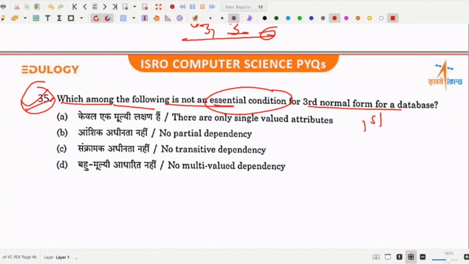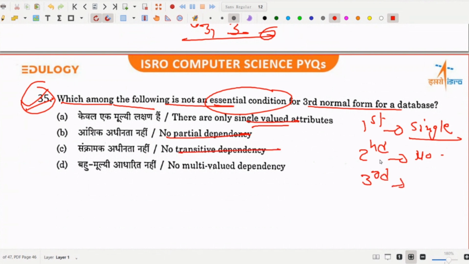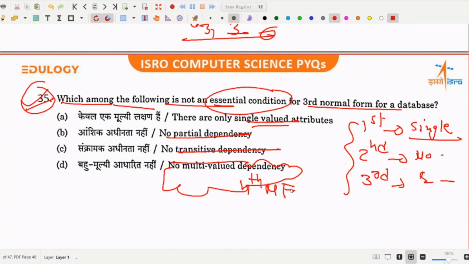In first normal form, your table must have single valued attributes. In second normal form, no partial dependency. In third normal form, no transitive dependency. Multi-valued dependency we talk about in fourth NF. So this is not an essential condition for third NF, so option D is correct.